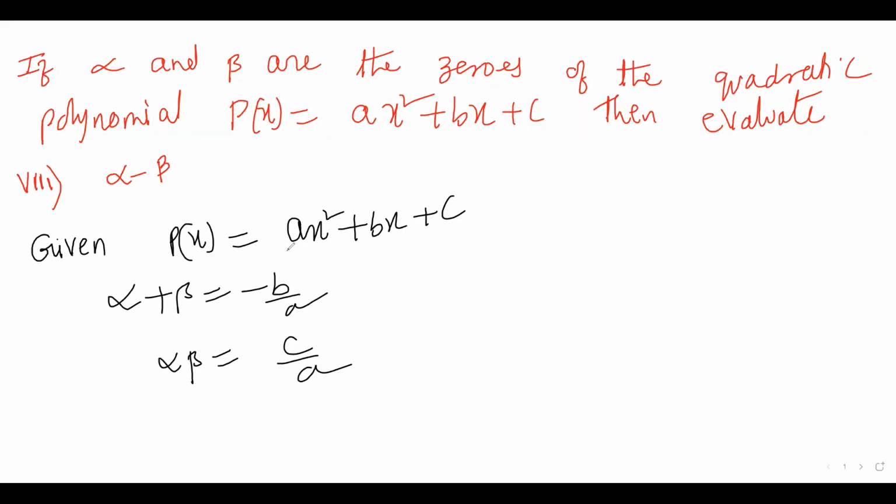So he is asking us to find alpha minus beta. We have sum alpha plus beta is equal to minus b by a. We have product alpha beta is equal to c by a. Making use of sum and product, we have to find alpha minus beta. This is a little bit important question.